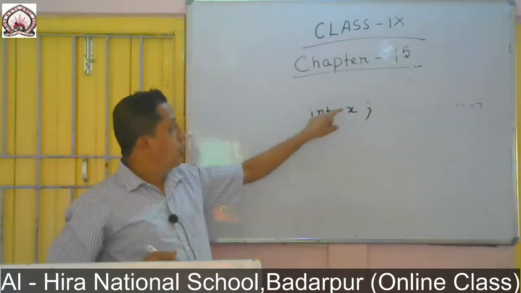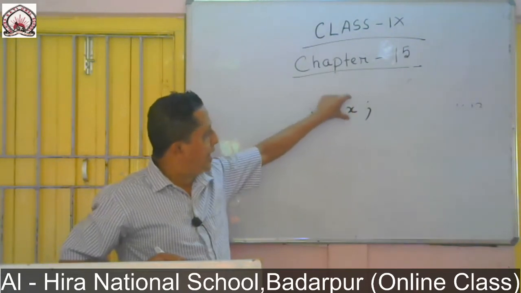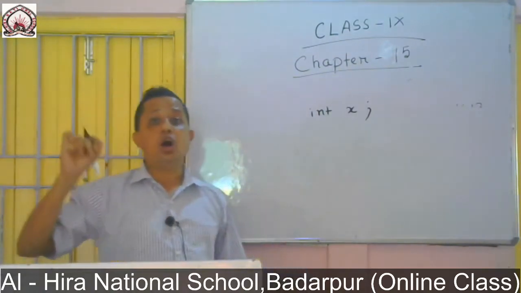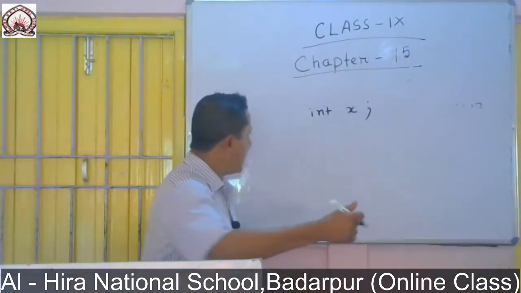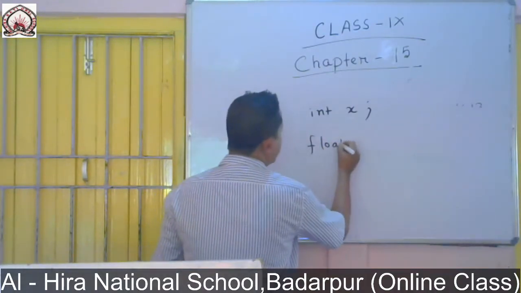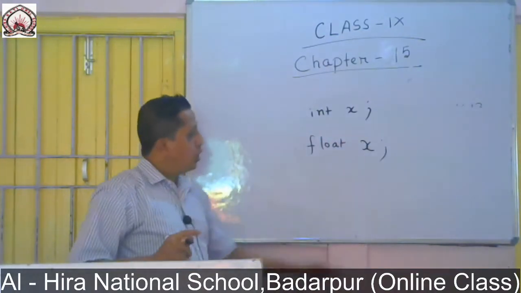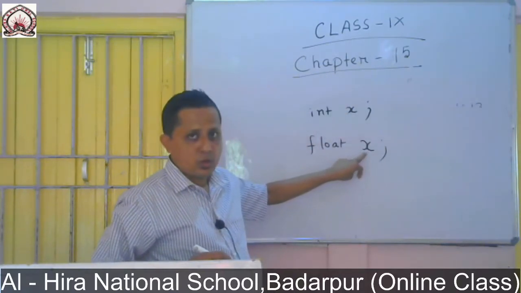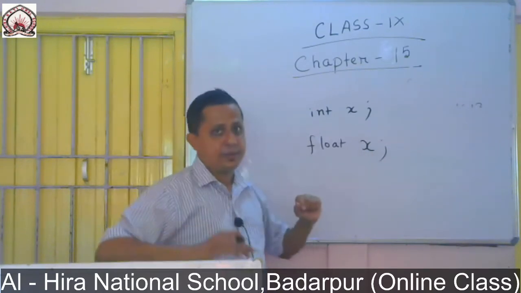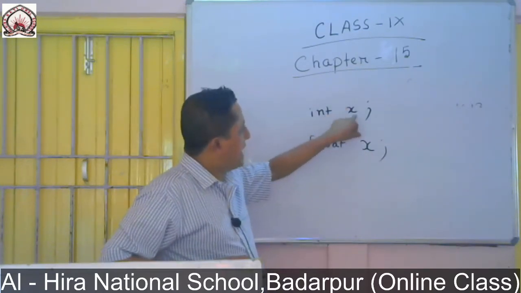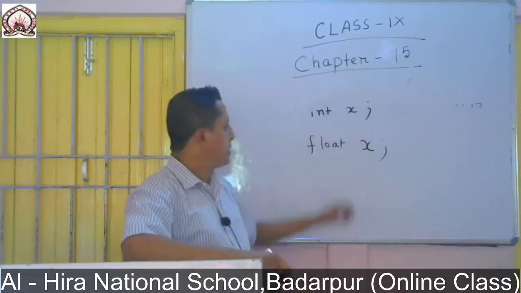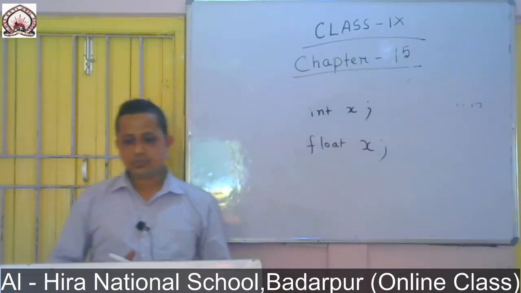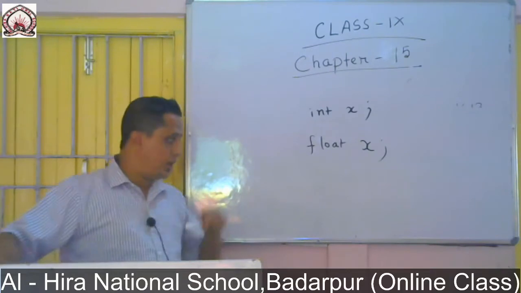This means that for this variable x, 2 bytes of data will be stored in computer memory. Now if I write float x, this means the value represented by x will be a floating, a real number. The other one means the value represented by x will be an integer. This will take 2 bytes of data, this will take 4 bytes of data. So this is the way you can declare a variable.